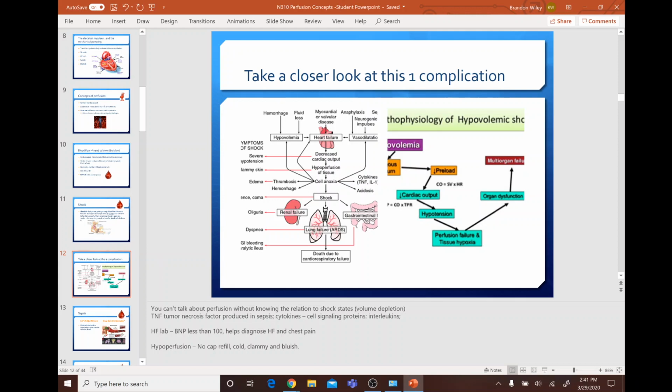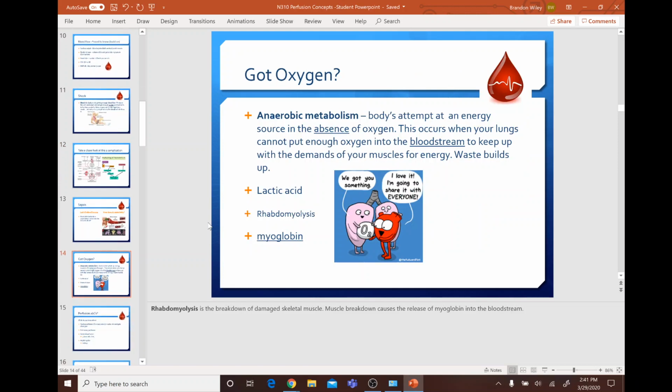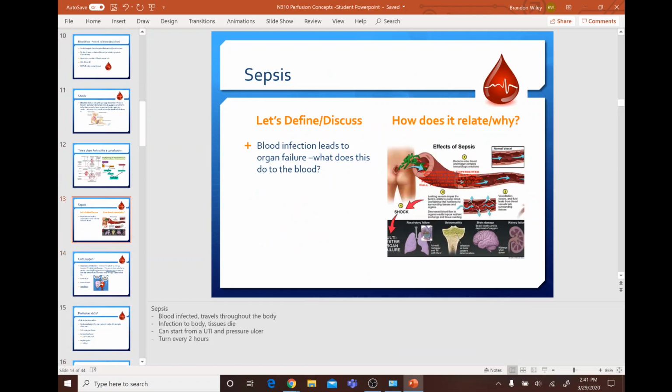What do you think the biggest lab for diagnosing heart failure is? BNP. What should that value be? Should be less than 100. Good. So, tell me about sepsis.